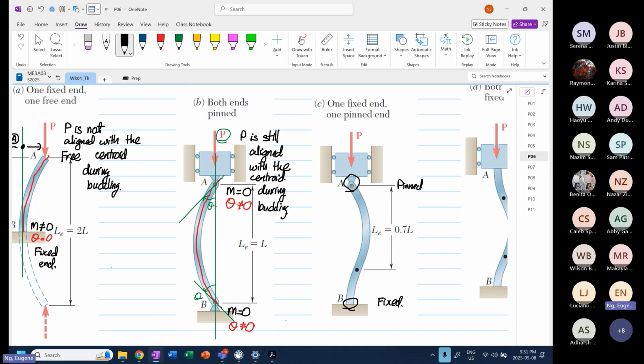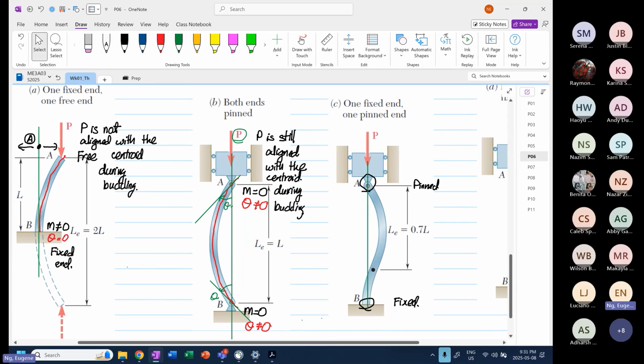Now I'm going to sketch a green line to the force, and it's one line. So that's during deformation. And when you see P is still aligned, it is not free. It has to be either pin or built in. Are we clear? Because if it's free, the P can shift away from the centroid.